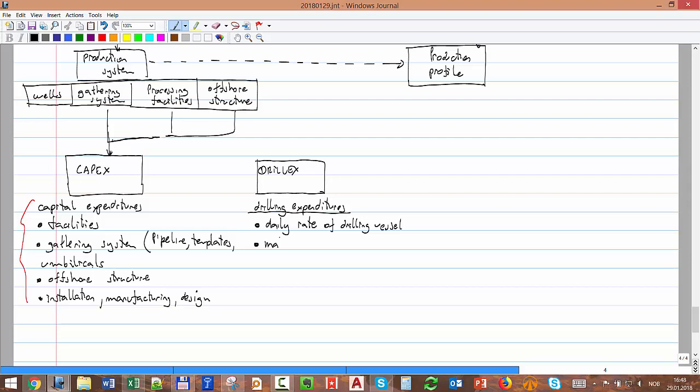Then all the materials, all the tubulars that you use for the well completion. What else? All the surface equipment, the wellhead, and the Christmas tree. Yep, I think that's it, and all of these, tests while drilling.